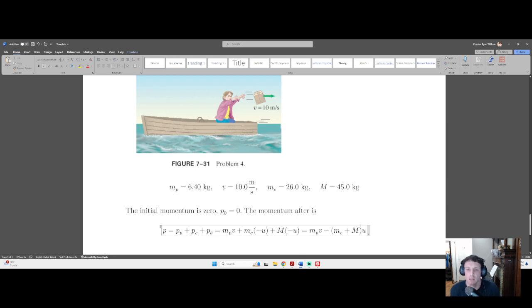So the mass of the package times its speed minus essentially what is the momentum of the child in the boat after the package is thrown. Okay, so let's just knock this out. Then conservation of momentum.